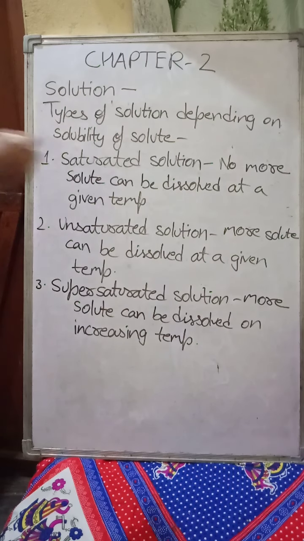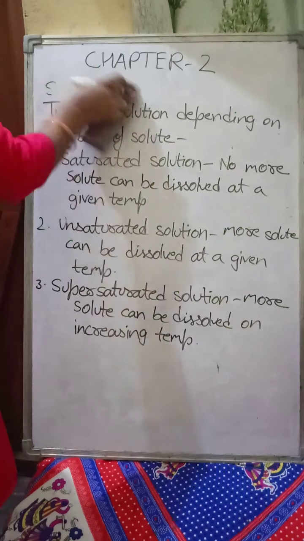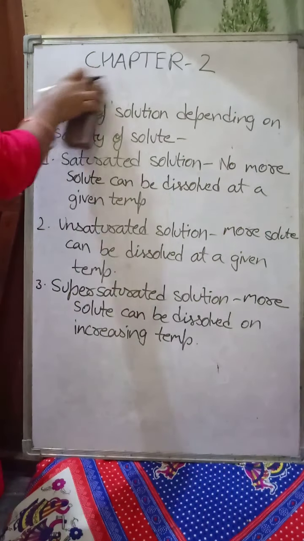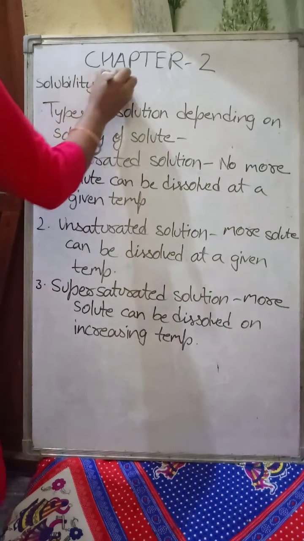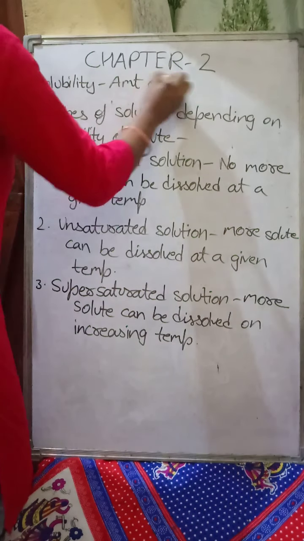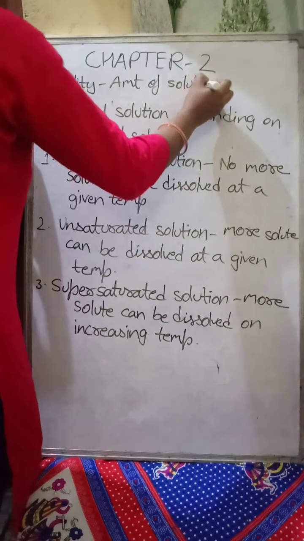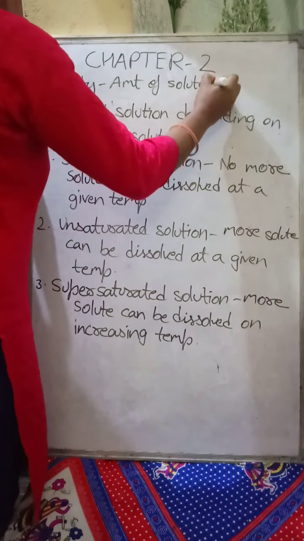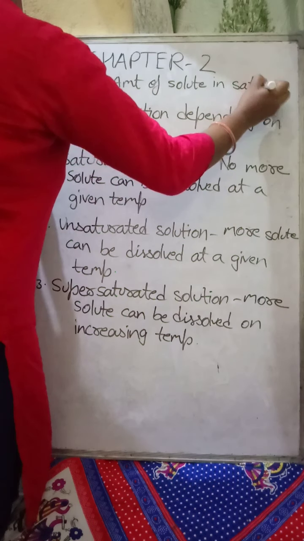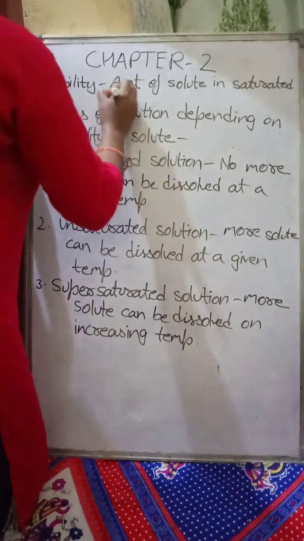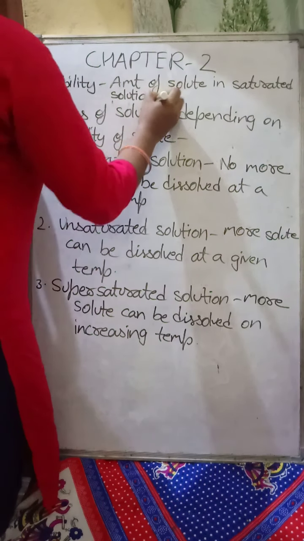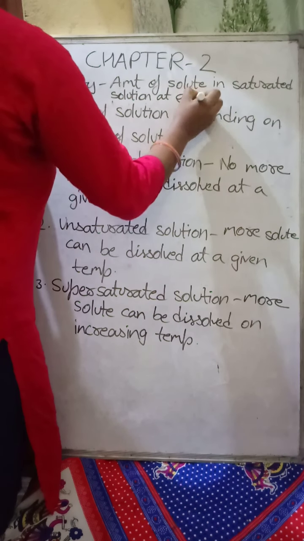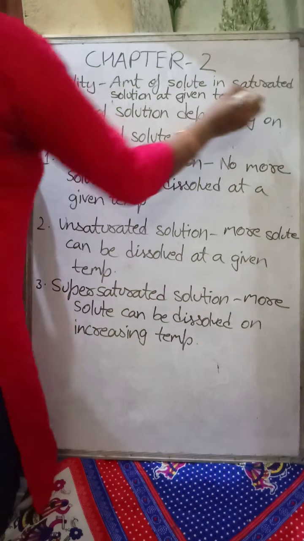Now, on the basis of saturated solution, you can give one more definition of solubility. What is solubility? It is the maximum amount of solute, or the amount of solute in a saturated solution. The amount of solute in a saturated solution at a given, constant temperature is known as solubility.